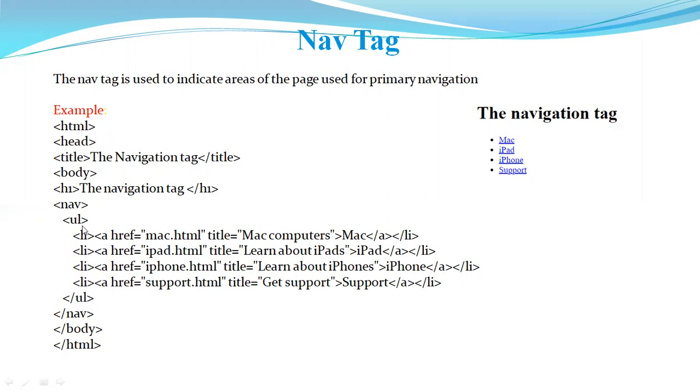The nav tag should be open, then an unordered list. In the list item, we take an anchor tag with href Mac.html, title Mac computer, and Mac, and the anchor tag should be closed. Another list item, href iPad.html, learn about the iPads. Another anchor tag, href iPhone.html, title learn about the iPhone. Now another anchor tag, support.html, title get support.